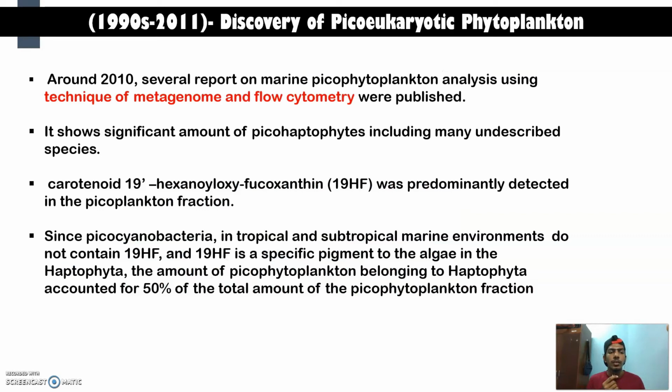In 2010, several reports were done using the techniques of metagenomics and flow cytometry, which discovered a significant amount of picohaptophytes, including many undescribed species. One of them is the picoplankton fraction, which has carotenoid pigments that can only be found in haptophytes. It shows that 50% of the total amount of picophytoplankton belongs to the haptophytes.